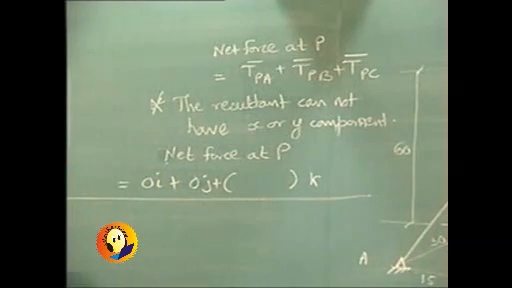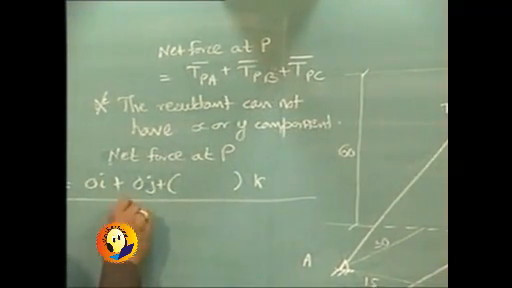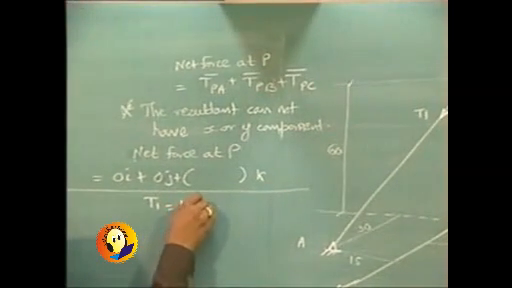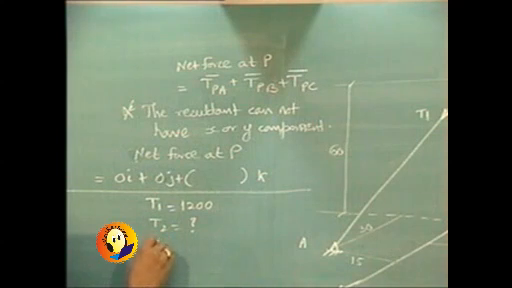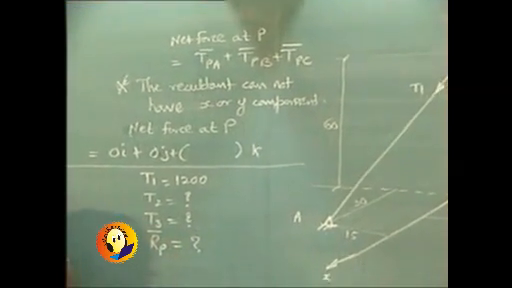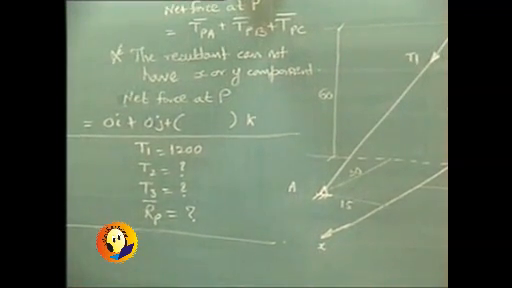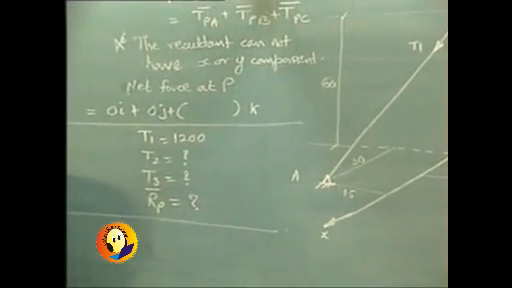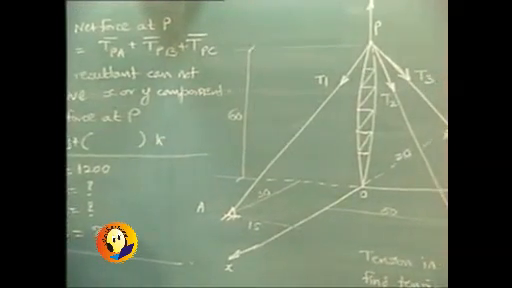Now let us represent each of these, because what we are given is T1 as 1200, T2 is to be found out, T3 is to be found out, and then net force at P, so resultant at P is to be found out. This is what the problem statement is. So let us first of all write down the coordinates of all the points which are coming into picture.